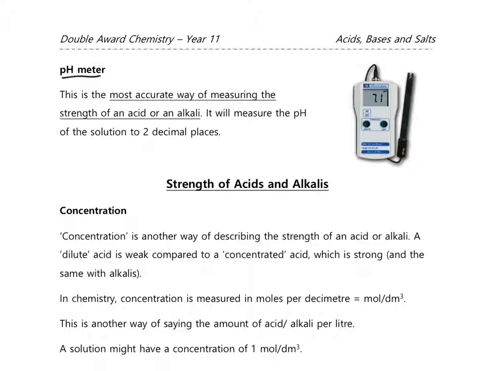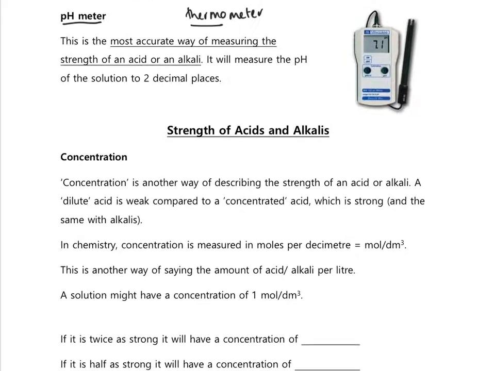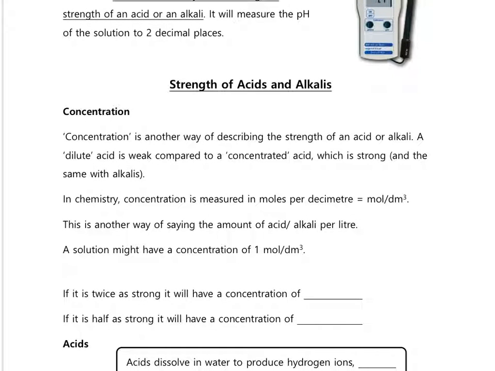Now it's a bit like a thermometer that measures the temperature of a solution. A pH meter measures the pH of a solution. So we can measure the strength of an acid or alkali using the pH scale. But concentration is another way of describing the strength of an acid or alkali. It tells us how concentrated an acid is. We describe a concentrated acid as a strong acid, or a dilute acid as a weak acid.